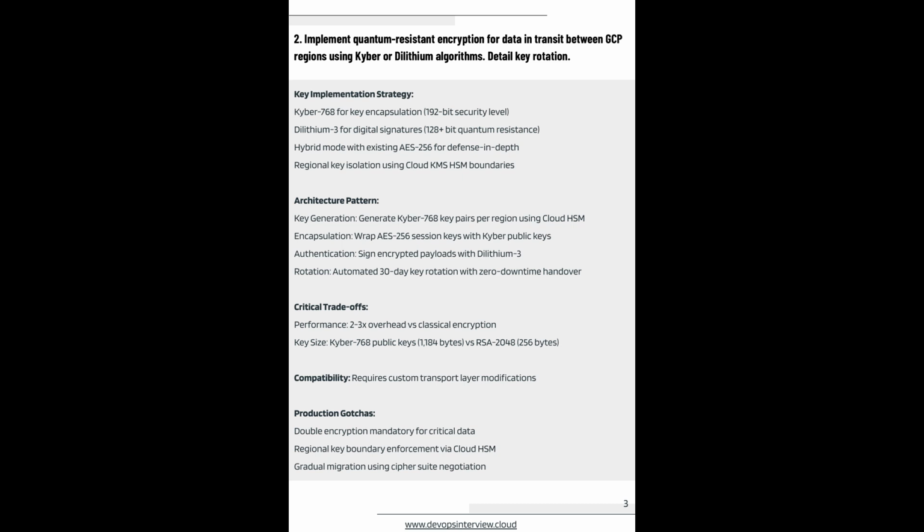Right. And that KEK is then used to wrap the actual working key, the one used for the bulk data encryption, like AES. Then on the recipient side, they use their private Kyber key to basically unwrap that secret from the ciphertext they received. From that secret, they can derive the exact same KEK and then use that KEK to unwrap the working key and decrypt the data.